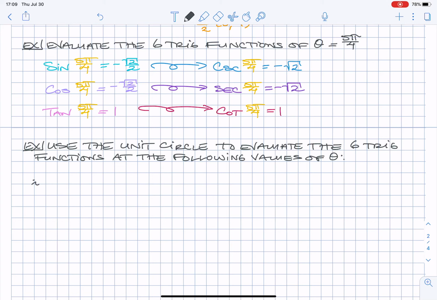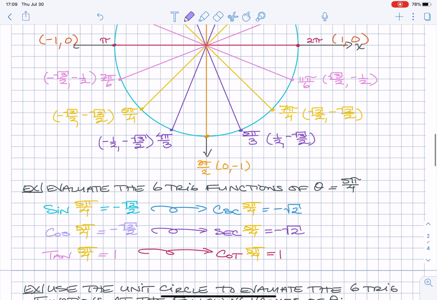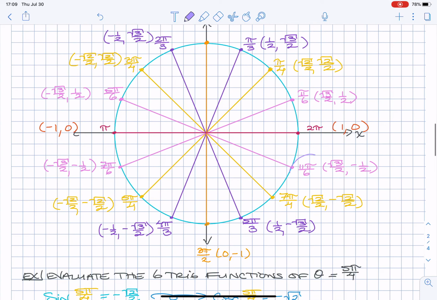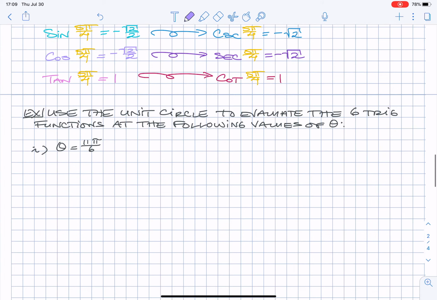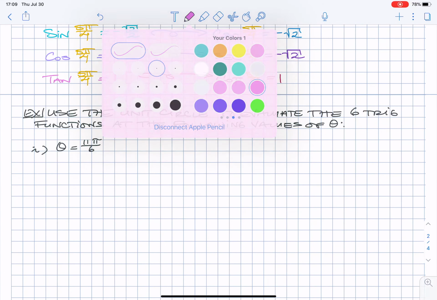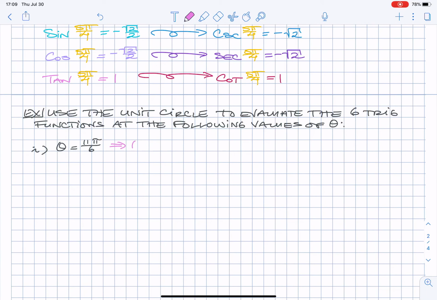So number 1, let's do theta is equal to 11 pi over 6. How about that? 11 pi over 6. Okay, 11 pi over 6. Where is that? Oh, there it is. 11 pi over 6 is x is root 3 over 2 and y is negative 1/2. Okay, so let's note that. So this implies that we're at root 3 over 2, comma negative 1/2 on the unit circle on S1.